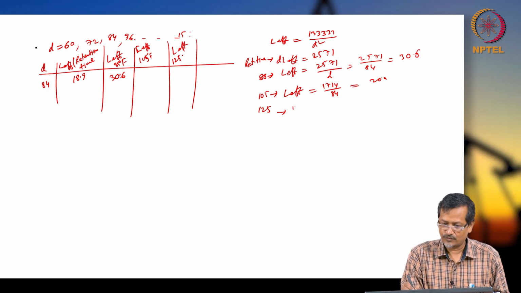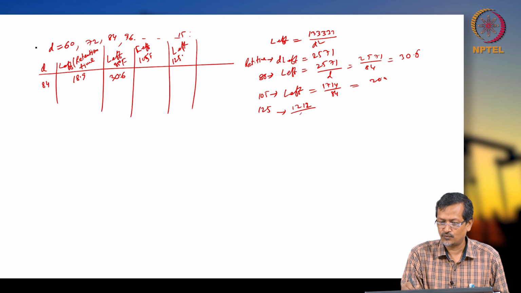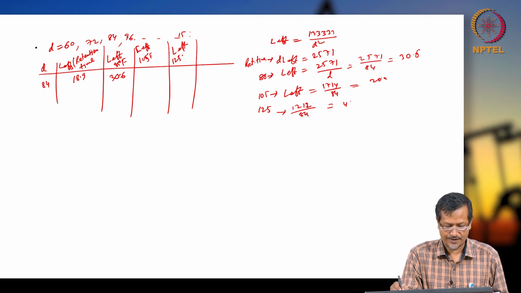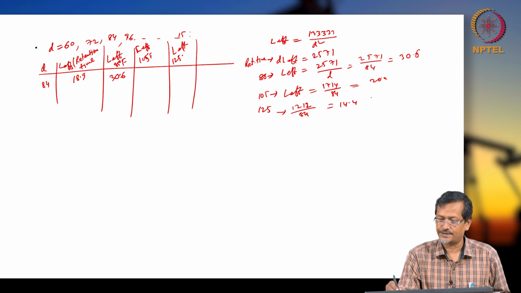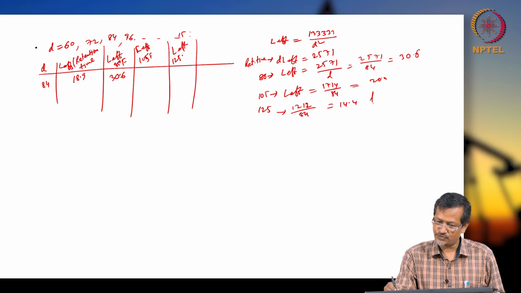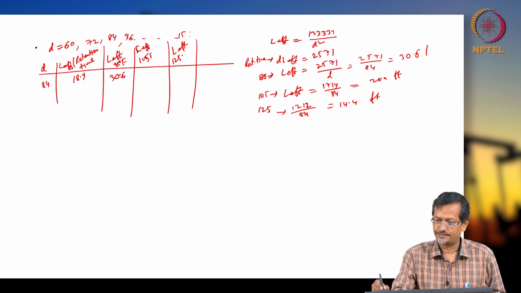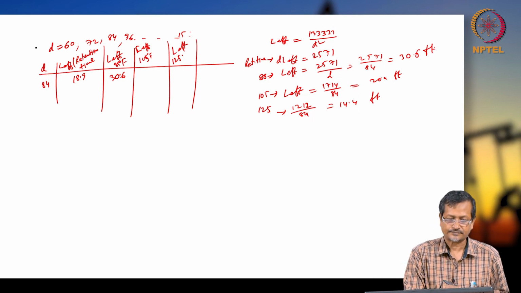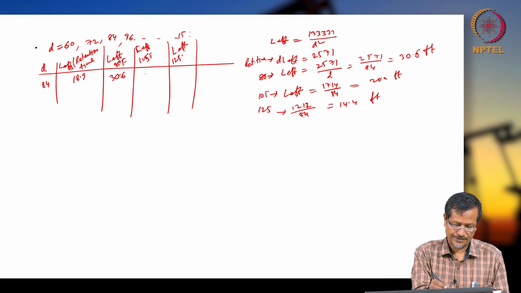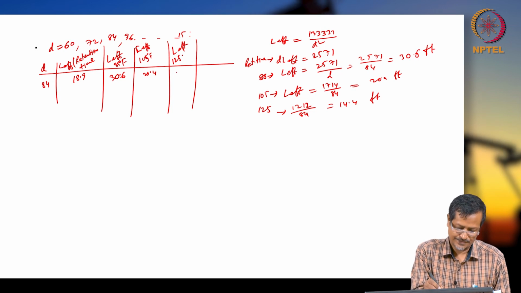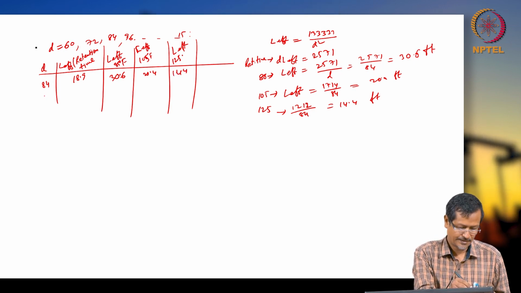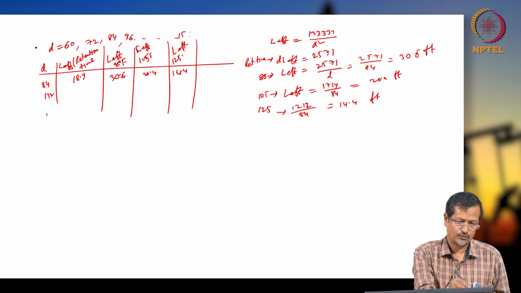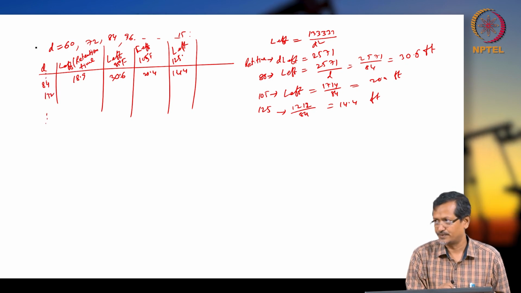125, you are getting 1212 divided by 84 equals 14.4. Okay, this value you are getting will be in feet actually. Now this value is 20.4, this is 14.4. Now you can calculate other values also, for example 132. Many other values also you can calculate.